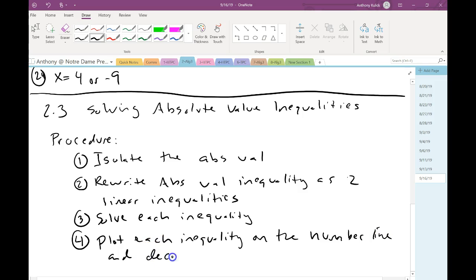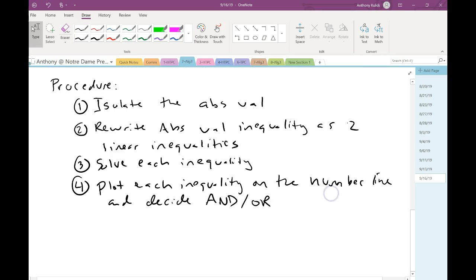And then we're going to decide if it's an and or if it's an or inequality. And I'm going to put a little asterisk on 3 because there's something important we need to remember here on step 3 as well. But we'll get to that when we do an example here.